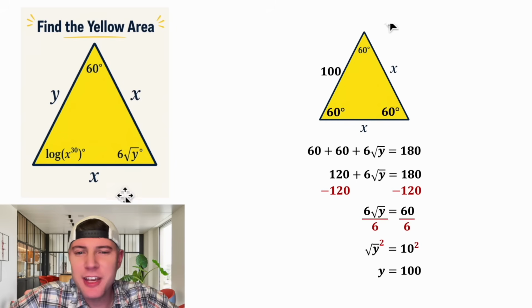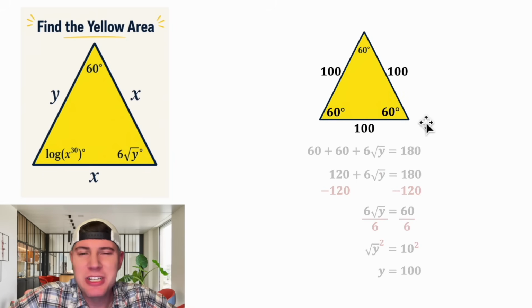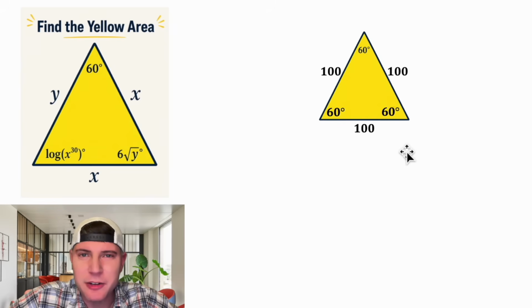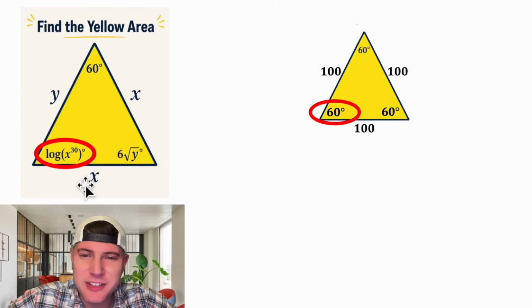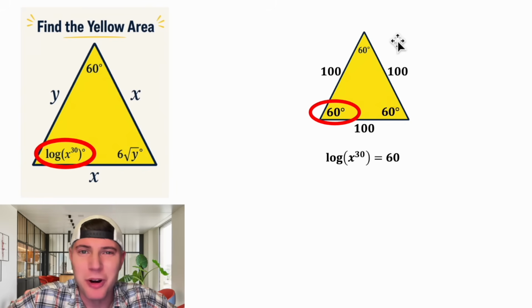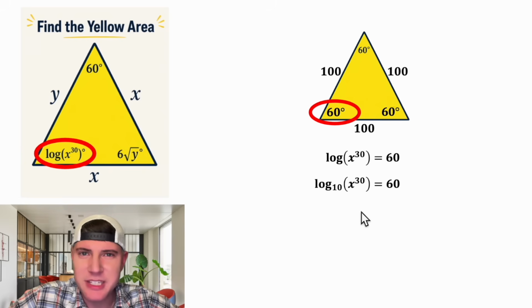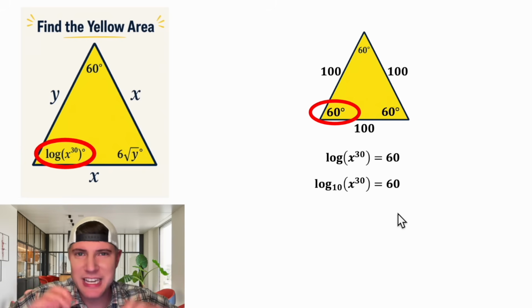And then since all the angles are equal to 60 degrees, this is an equilateral triangle, meaning all the sides are equal to 100. Now we just got to find the area of this equilateral triangle with side lengths of 100. First, I got to verify that this checks out. So this log x of 30 needs to equal 60 degrees. If this doesn't check out, then the whole problem is impossible. So let's verify this just to make sure the answer isn't no solution. This logarithm is going to have a base of 10. And the reason for that is because we have 10 fingers.